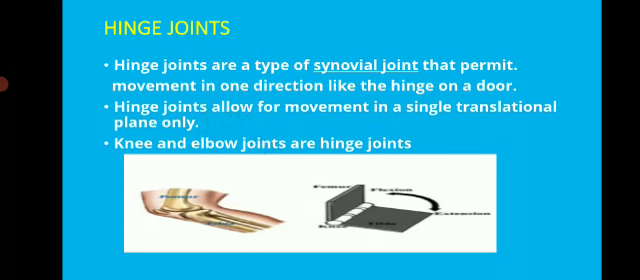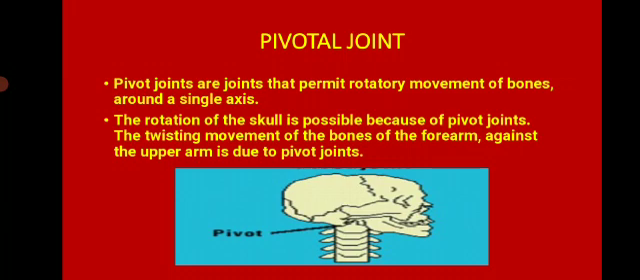Next we will see about pivotal joint. The pivotal joints are joints that permit rotatory movement. Hinge joints permit one direction movement and the pivotal joints permit rotatory movement. And the ball and socket joint allows greater freedom of movement.